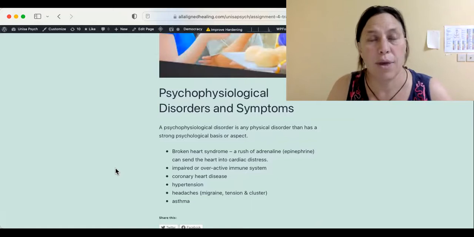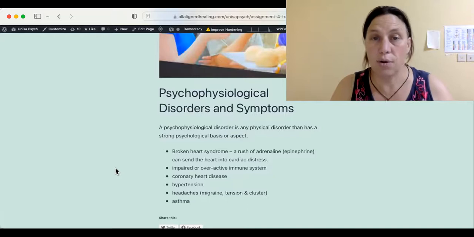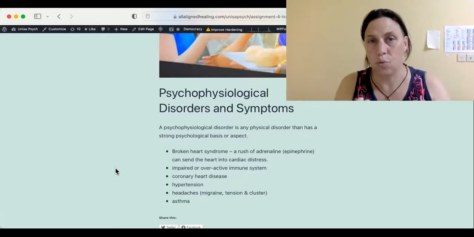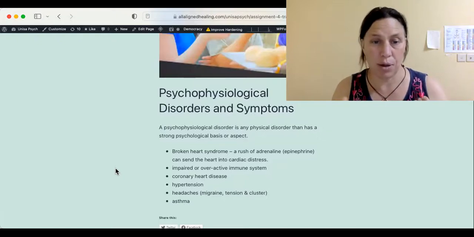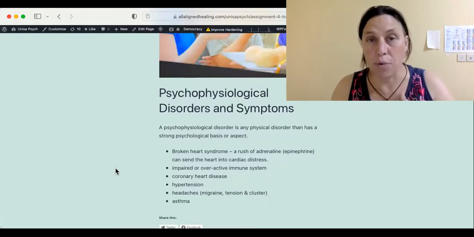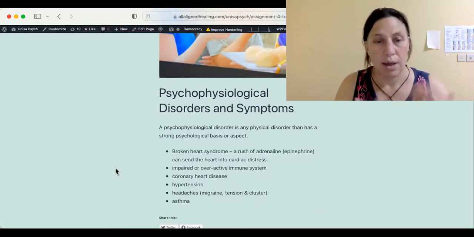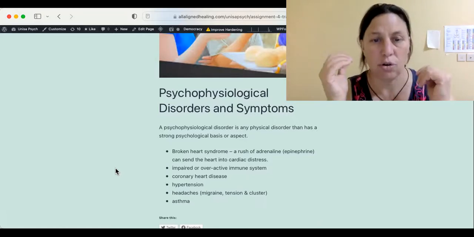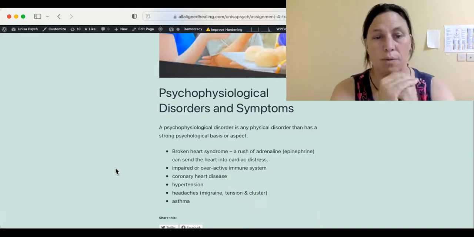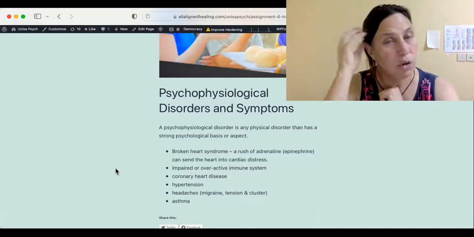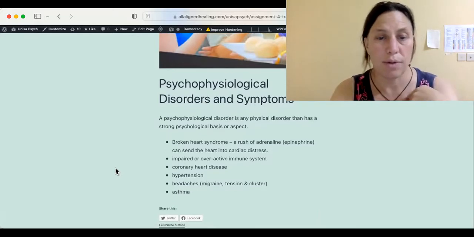Your immune system is highly sensitive to stress. Coronary heart disease, because your blood pressure goes up with stress. Hypertension, same, blood pressure goes up. Heart rate goes up with stress. Your hormones push your heart rate up, they put pressure on your heart. Headaches: hypertension can cause a migraine headache, a tension headache, or a cluster headache, which is a very painful headache, usually only on one side. And asthma also responds intensely to stress.